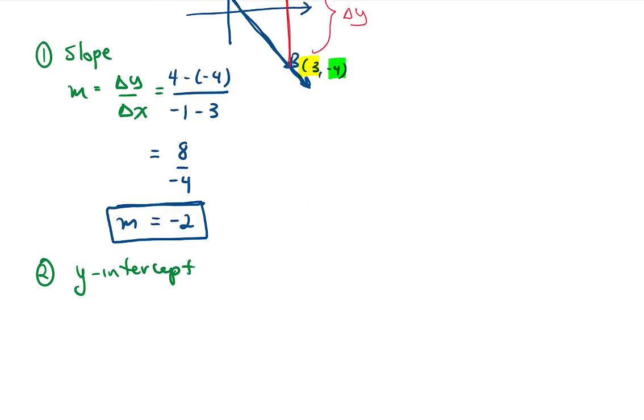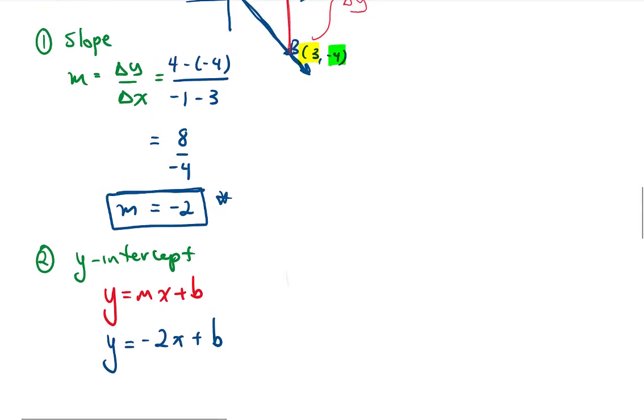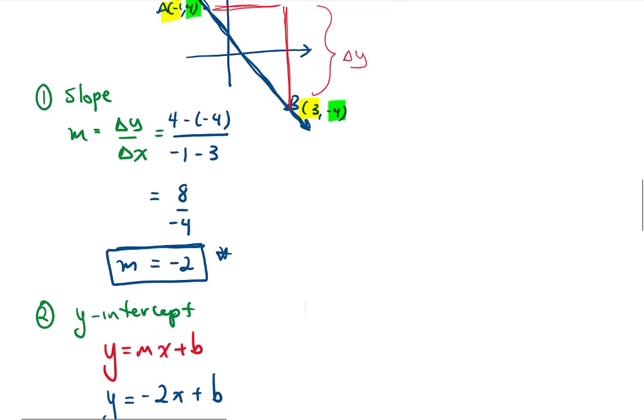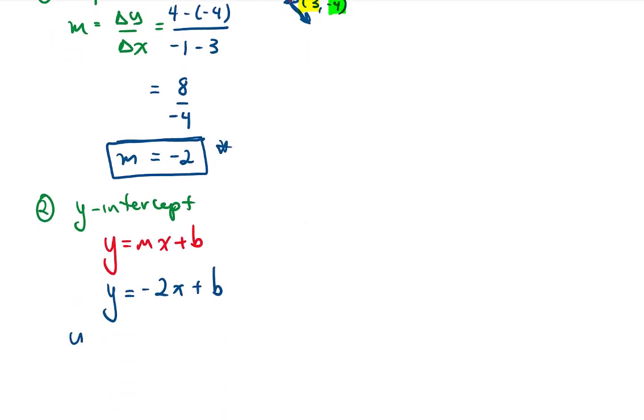We know the equation of a line has the form y equals mx plus b. However, we've already found the m value. We know that the slope is -2 from above. So we have y equals -2x plus b. We just need to solve for the b value. And we have 2 points we can use. We can use the point -1 and 4 or the point 3 and -4, since they are both on the line.